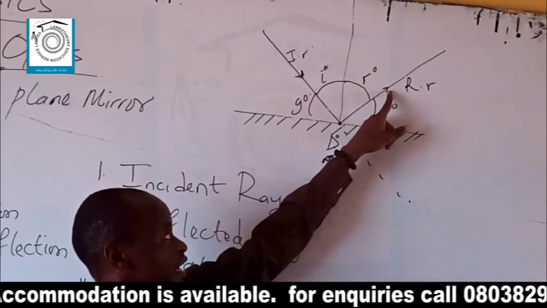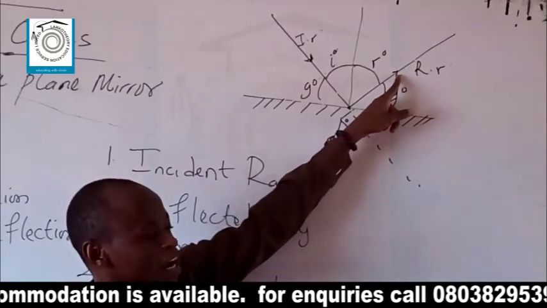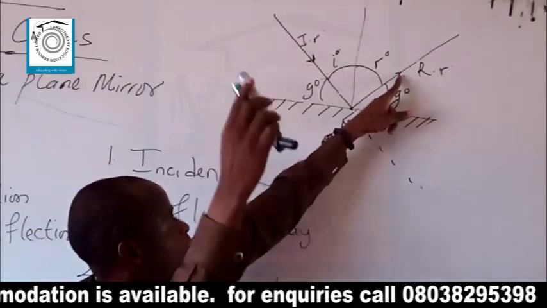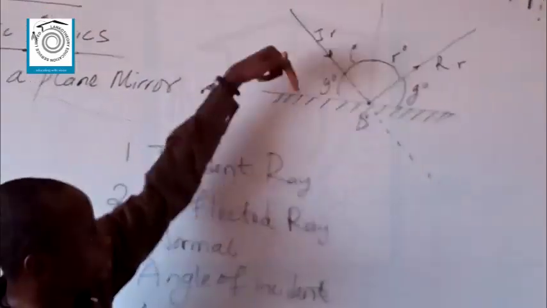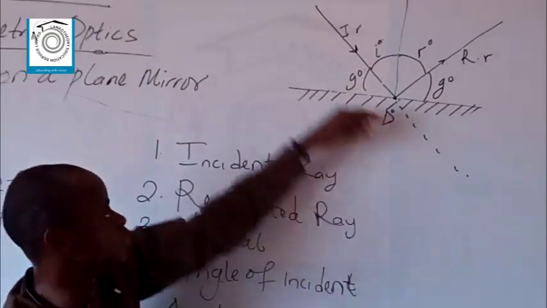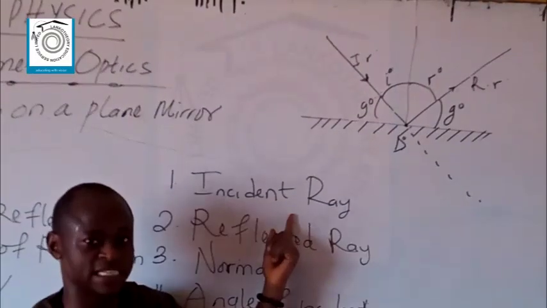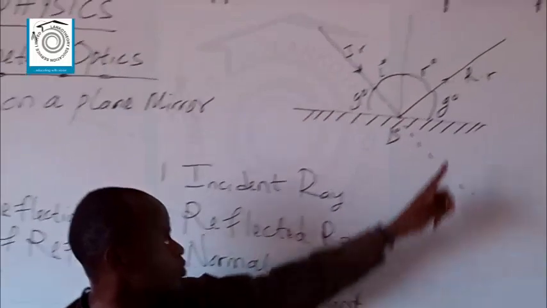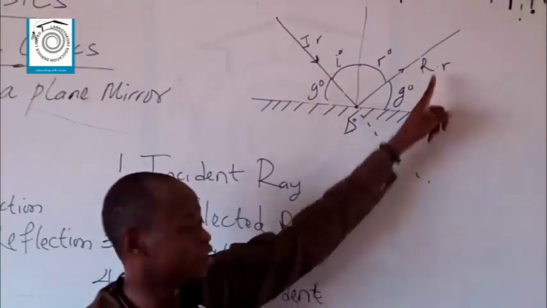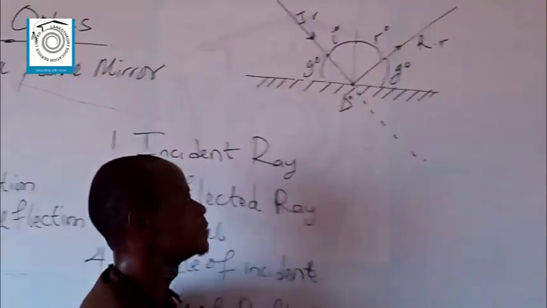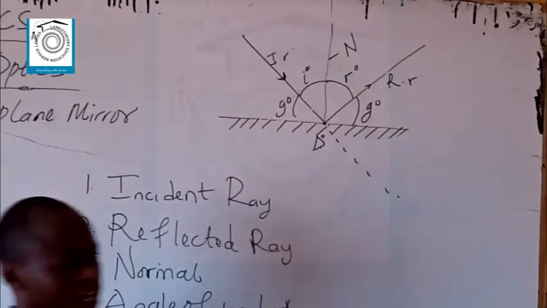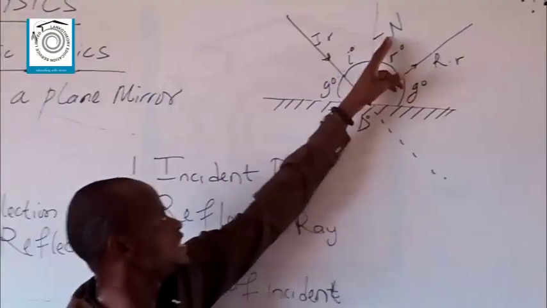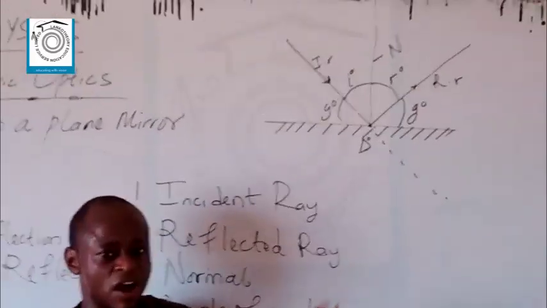As you can see in the diagram, one arrow is pointing downward toward the mirror and the other one is going out. The one that is coming in is referred to as the incident ray, while the one that is going out, we call it the reflected ray. Then normal. Normal is a point, not a ray. You see that there is no arrow in the normal. Normal is just the point at which the incident ray and reflected ray coincide.